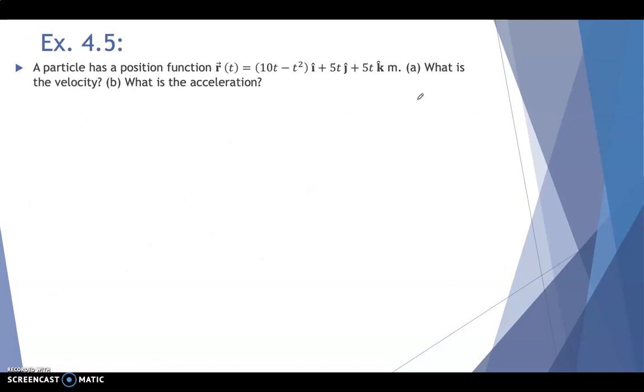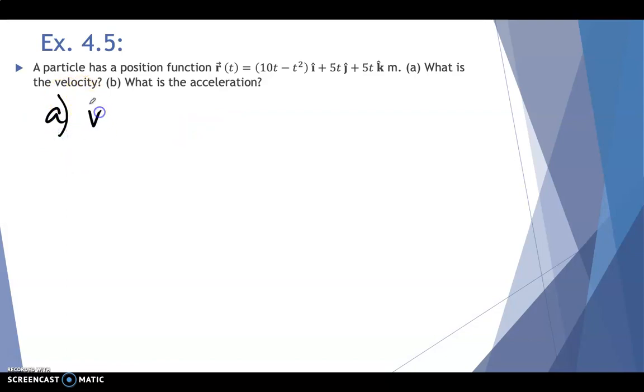Okay, so we're going to go ahead and do another example. Part of example 4.5, it says a particle has a position function r of t equals 10t minus t squared I hat plus 5t j hat plus 5t k hat in meters. What is the velocity and what is the acceleration? Okay, so we are just going to find those.